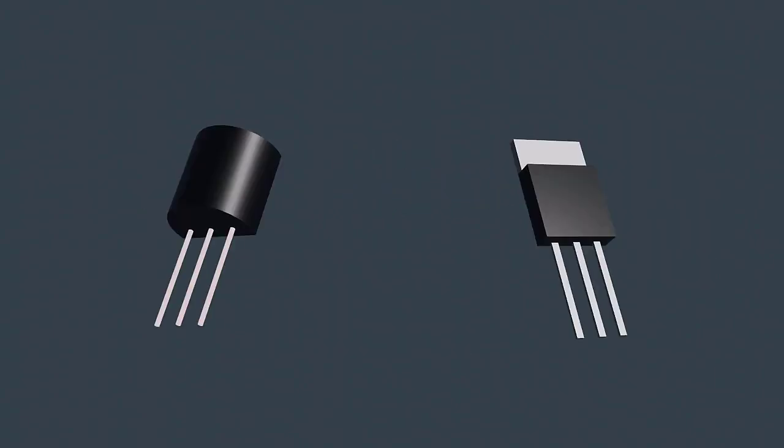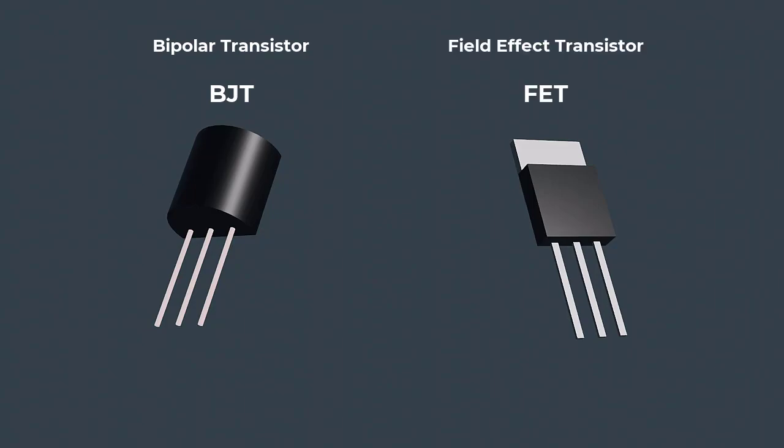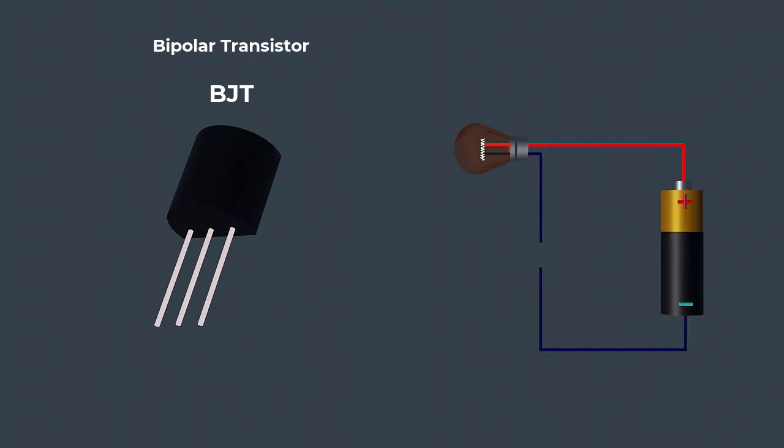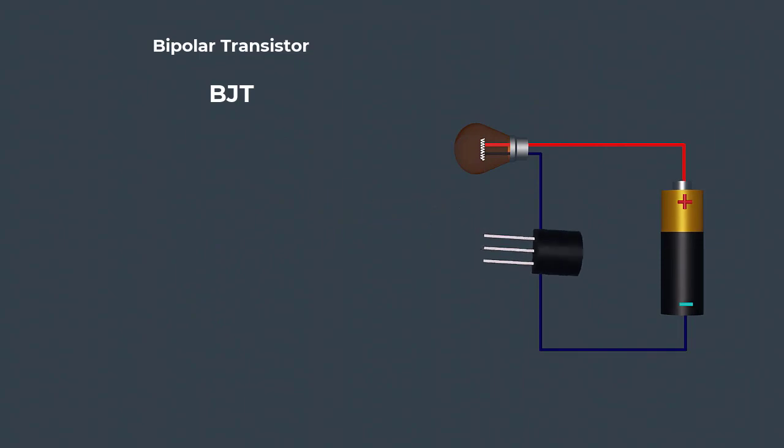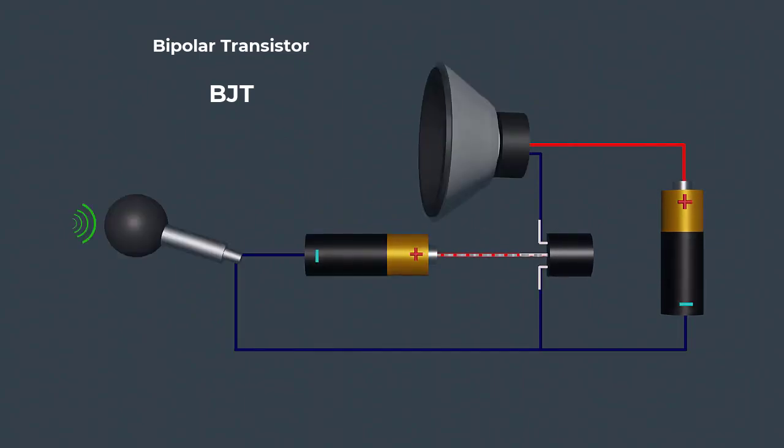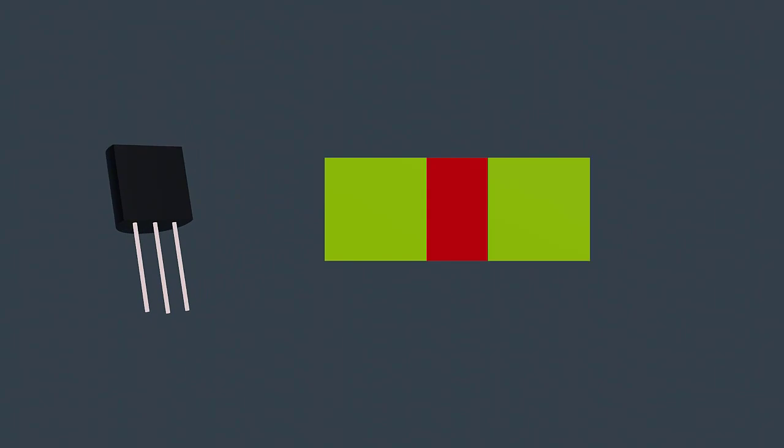There are two main types of transistors: bipolar junction transistors and field effect transistors. We will explore how a bipolar transistor works as a switch and amplifier. A bipolar transistor has three layers of semiconductor material: the emitter, the base, and the collector.